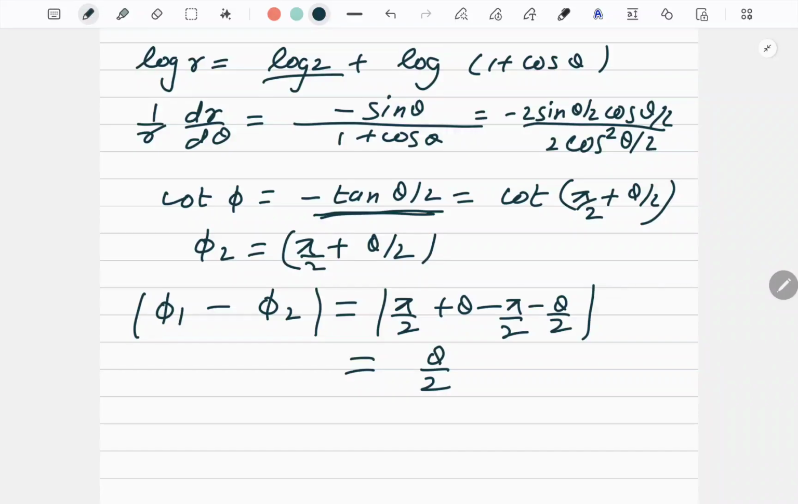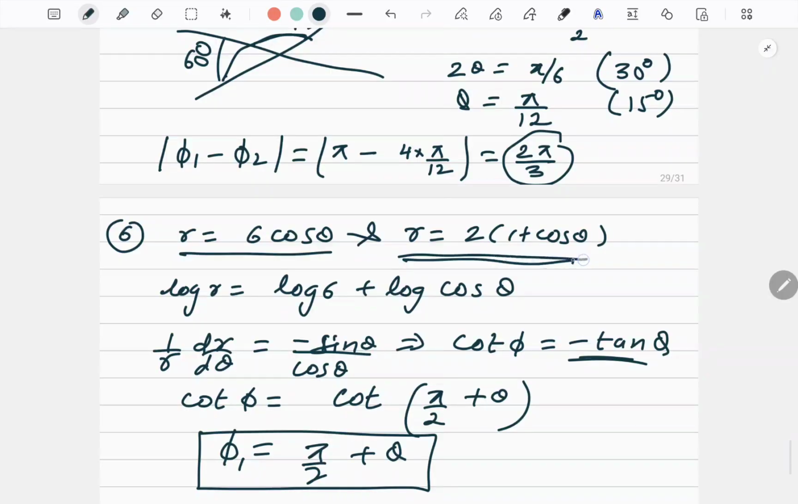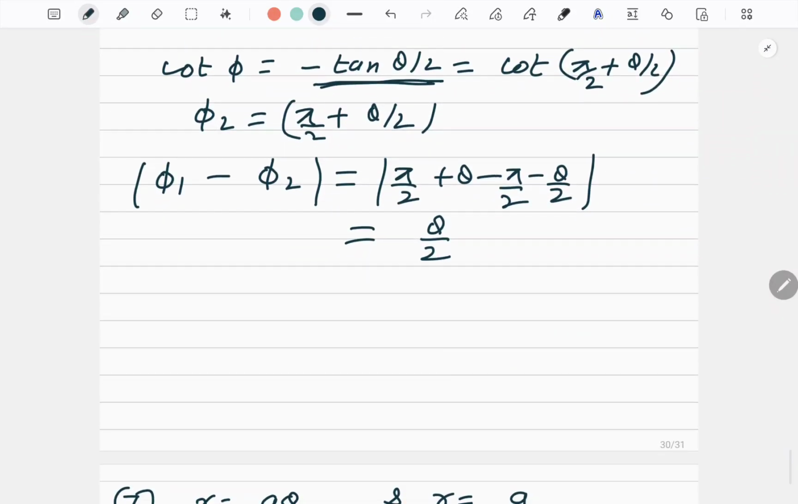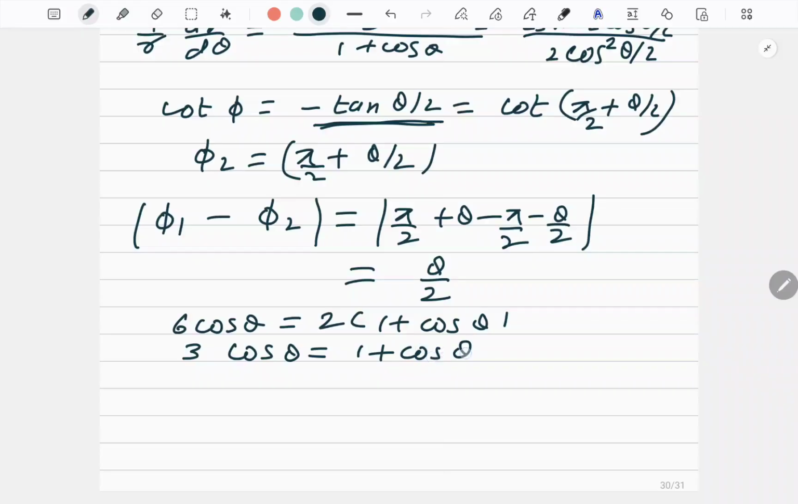So I am getting only theta by 2, but I don't want the answer in terms of theta. So what do you have to do? Go back to the question. What is the question? R is equal to 6 cos theta and R is equal to 2 times 1 plus cos theta. So equate both the values of R. 6 cos theta is equal to 2 times 1 plus cos theta. So 3 cos theta is equal to 1 plus cos theta. So 2 cos theta is equal to 1 and cos theta is equal to 1 by 2, which implies theta is equal to cos inverse 1 by 2.